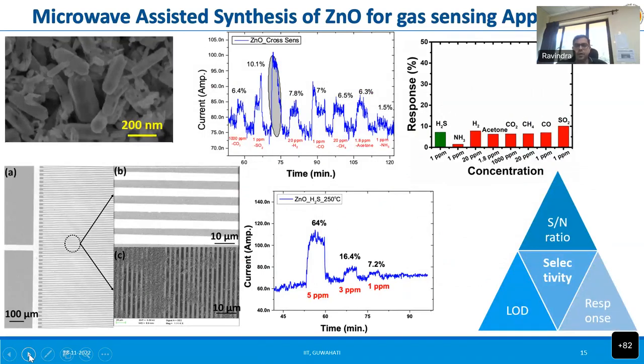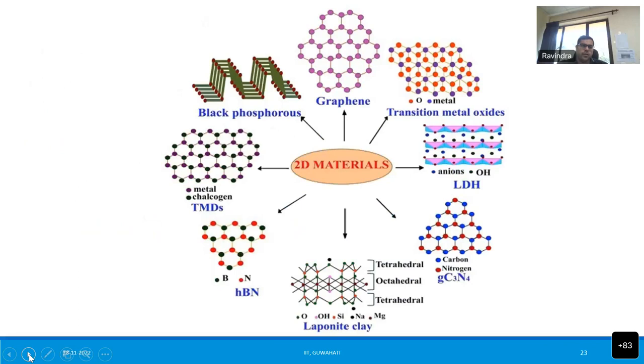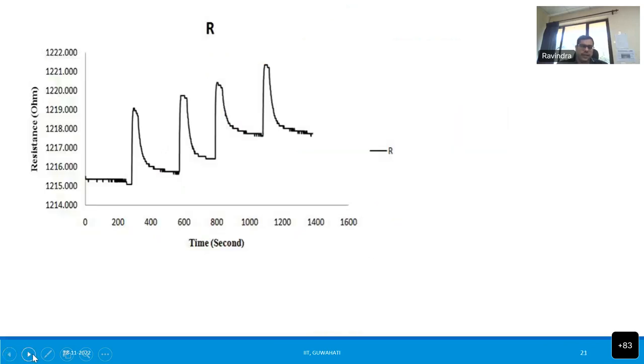Okay, so I'm trying to quickly highlight the issues of the current technologies. In metal oxides, we have seen that signal to noise ratio, selectivity, response, LODs are some challenges. Similarly for CNT based sensors, recovery is one issue. That is because the CNT has so many functional groups on their walls. Okay, so they trap, and sometimes in the CNT they are also blocked, so they are not able to easily get out of it.